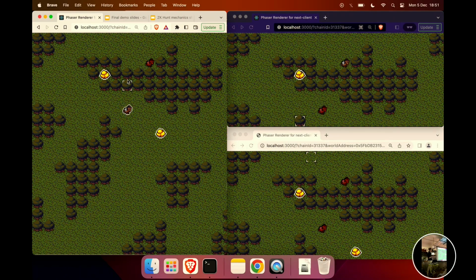But wait a second, how does player A know if they hit player B or not if they don't even know player B's position, and neither does the contract? The answer to that is that we force them to reveal whether they were hit or not.